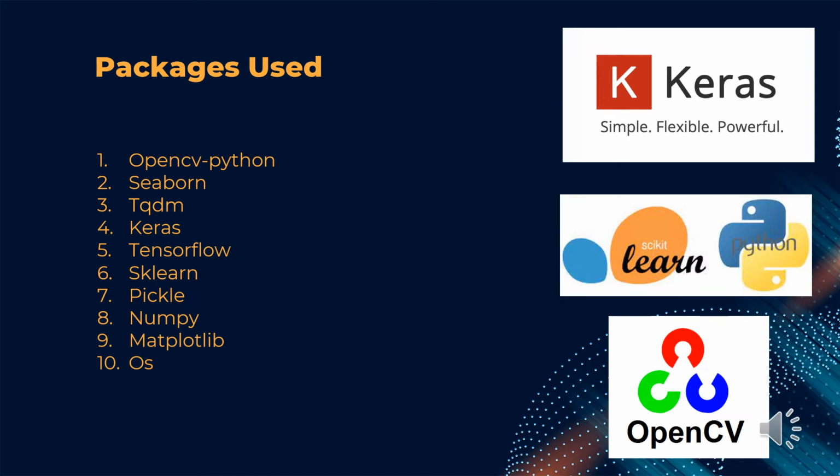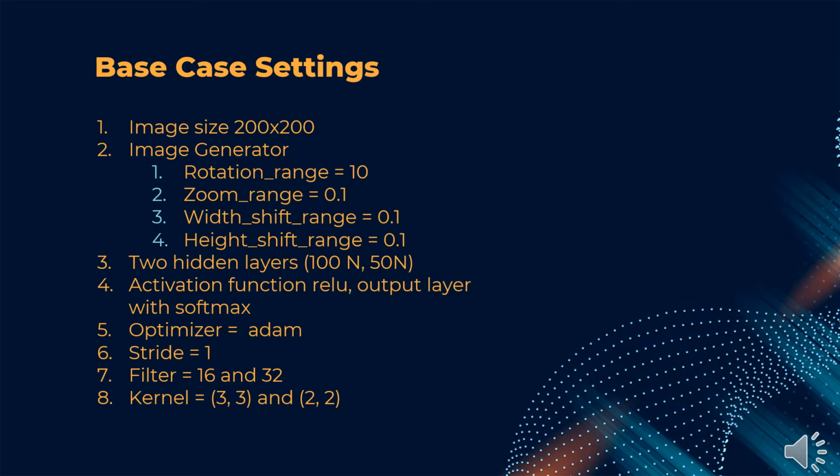And here are the packages we used. All right, so here's the list of settings for the base case setup. As you can see, the image size was 200 by 200. We had 2 hidden layers, the activation function ReLU and output layer with softmax, and so forth. We would later go on to manipulate these values to see how we can improve the AI.